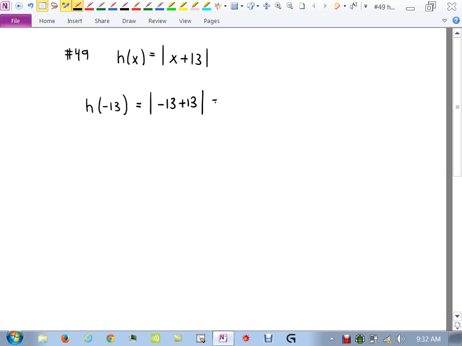Okay. So number 49 was h of x equals absolute value, x plus 13. And you're asking about the second one, which was h of negative 13, right? And then I'll do the third one in a second. So for this one, you replace x with negative 13, right? So negative 13 plus 13, absolute value. Negative 13 plus 13 is 0, right?